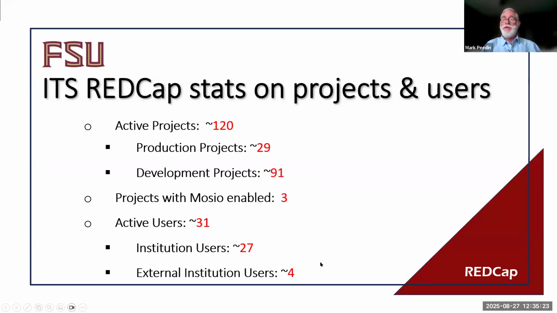Likewise, I always want to talk about the new ITS REDCap as it's gearing up. We have approximately 29 production projects and 91, big number, 91 development projects in the ITS REDCap, either by migration or by just new development. 3 of those projects have Mosio enabled. We have approximately 27 FSU users in ITS REDCap, and approximately 4 external users.